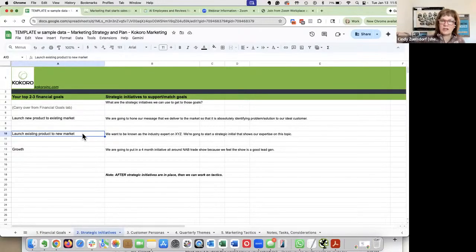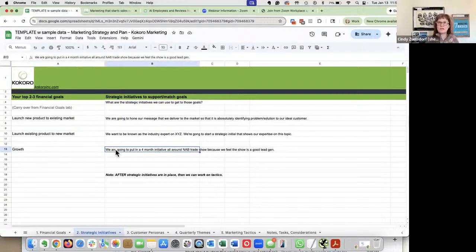So that's looking at your goals, your strategic initiatives and goals. And for growth, maybe we're going to do an initiative around this particular trade show, this particular event, maybe NAB or whatever it is, because we feel like that show is good lead gen for us. So you can have more than one initiative per goal, but you could do this. This is perfect, right?